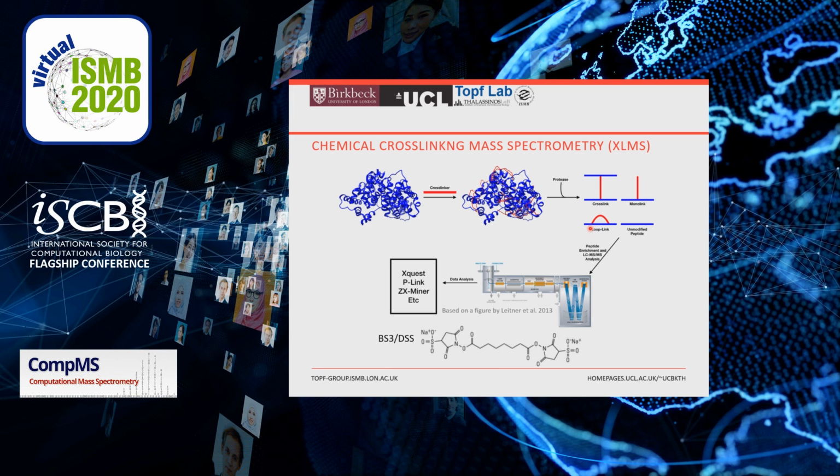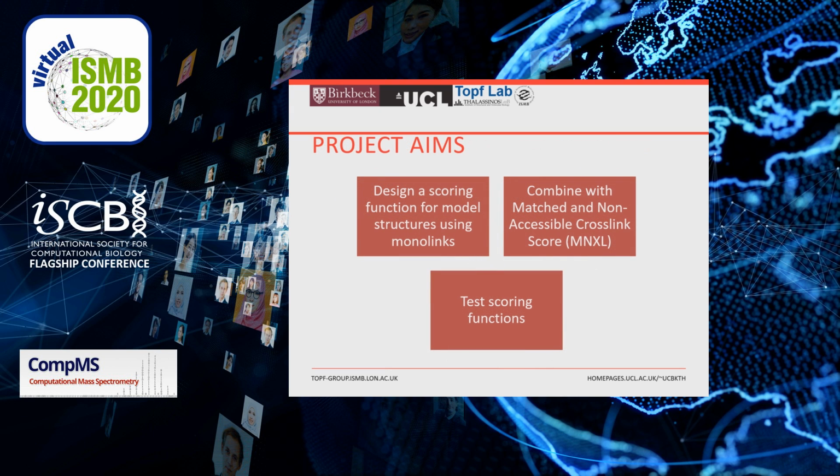So the next step is to remove as many of these unmodified peptides as possible using peptide enrichment, and then we'll perform LC-MS/MS analysis and then data analysis to identify the residues that have been modified with a crosslinker. So our aims were to design a scoring function for scoring model structures using monolinks. We want to combine that with our previously defined MNXL score that uses crosslinks, and then we want to test these scoring functions.